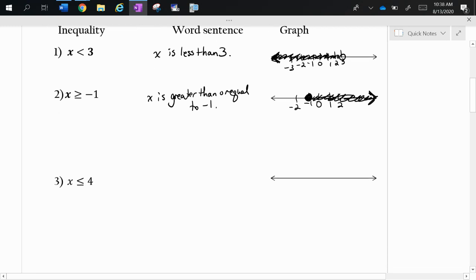And the last one says x is less than or equal to 4. So we're going to find 4 on the number line. And we're going to make a closed circle. We remember that when it has the or equal to part, we want to put a closed circle. And since it says less than or equal to, we want to shade the numbers that are to the left of 4.